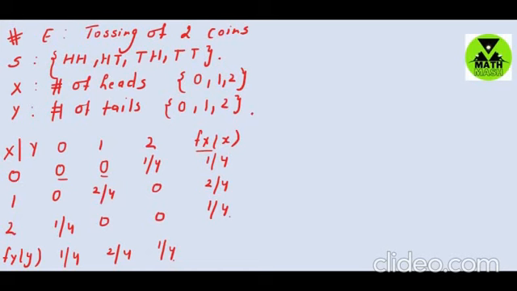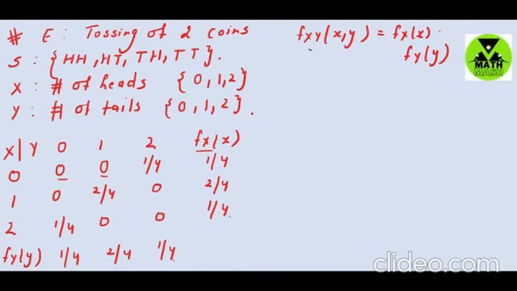Now we need to check whether x and y are independent. The condition for independence is that fxy at x comma y must be equal to fx at x multiplied by fy at y.